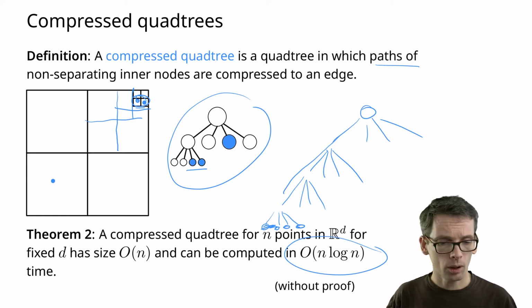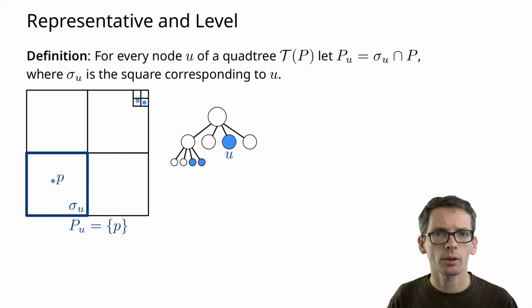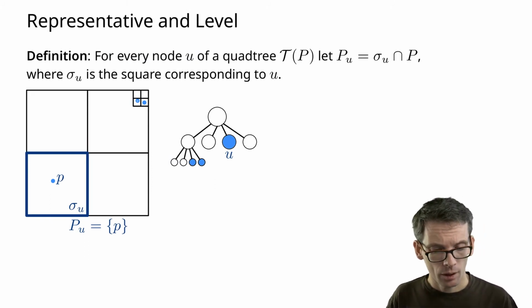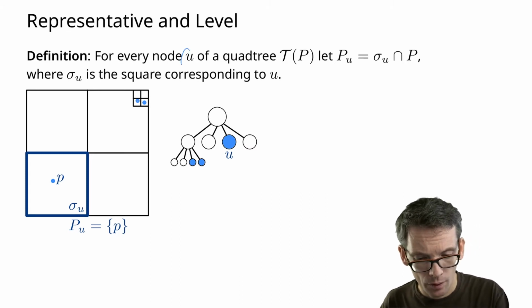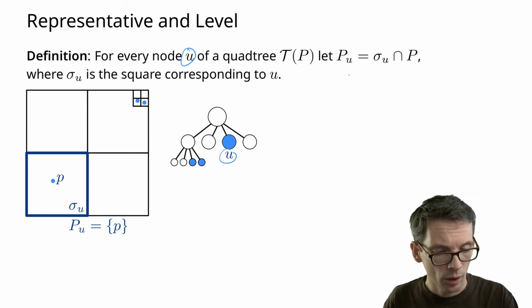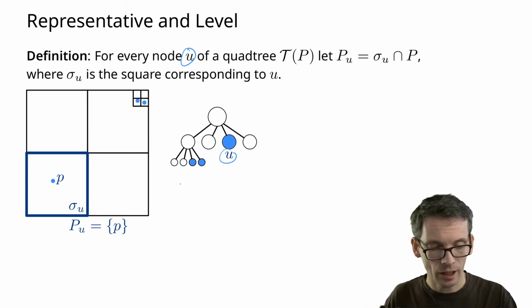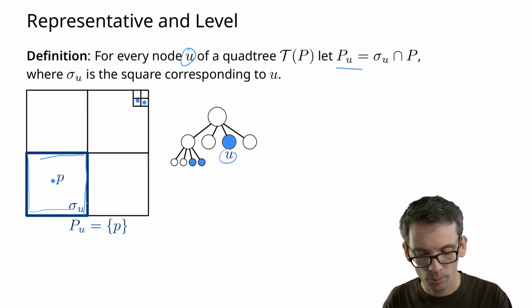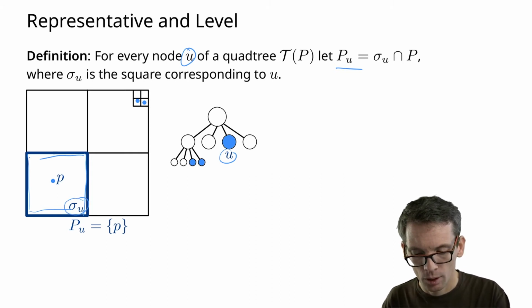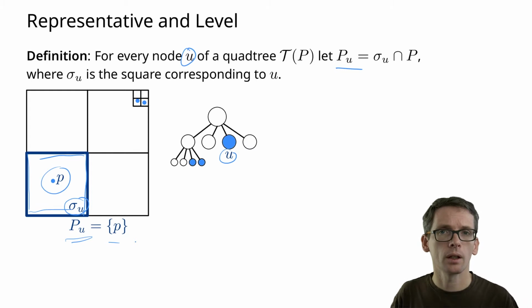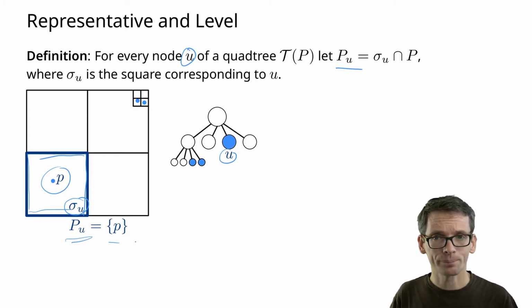Okay, one more aspect of quadtrees that we will need is representatives and then also levels. So we have here for node u in my quadtree the following concepts. First of all, with each u I have a point set P_u, which is simply the points within the square of that node. So sigma_u is the square corresponding to u, and then I look at the point set within that square.